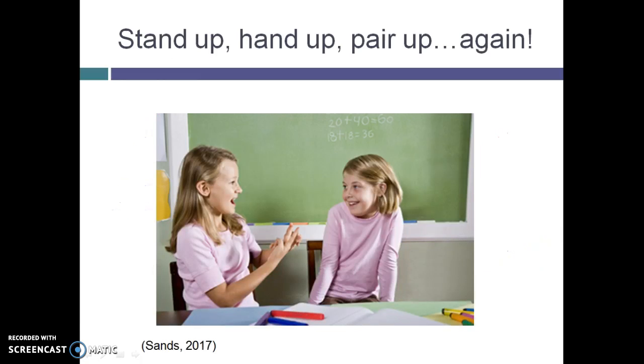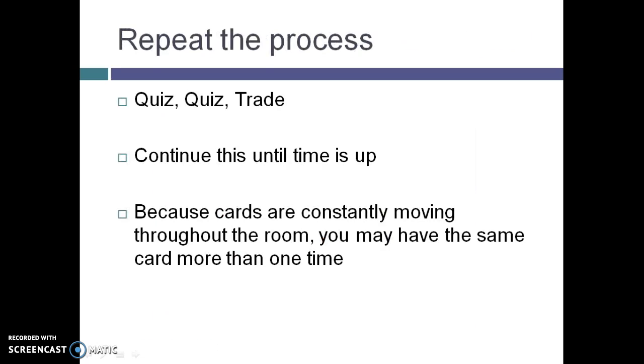Once again, the students who just finished will stand up, hand up, and look for someone else who has their hand up to pair up with. They will repeat the process. Student A will quiz Student B. When Student B answers, they will receive praise. Student B will then quiz Student A, and then Student A will receive praise. Then these two students trade their cards and move forward.